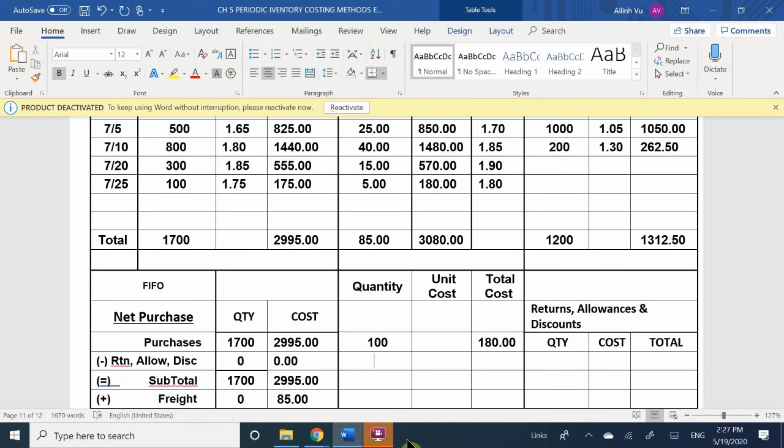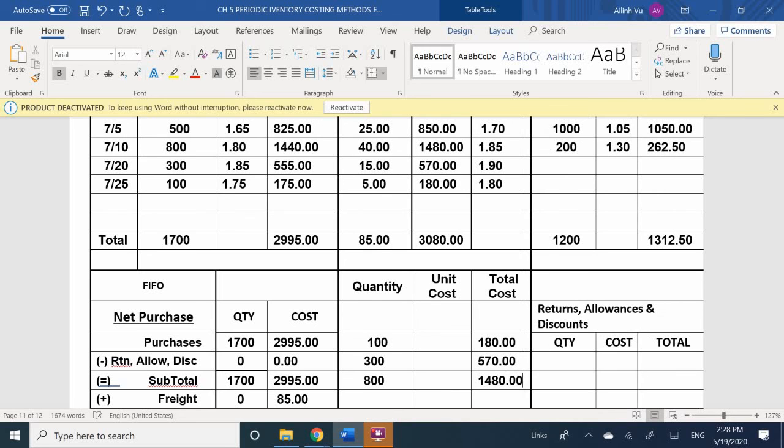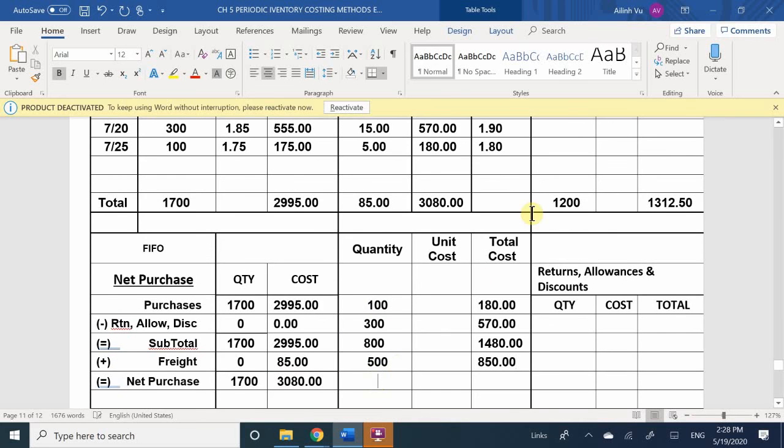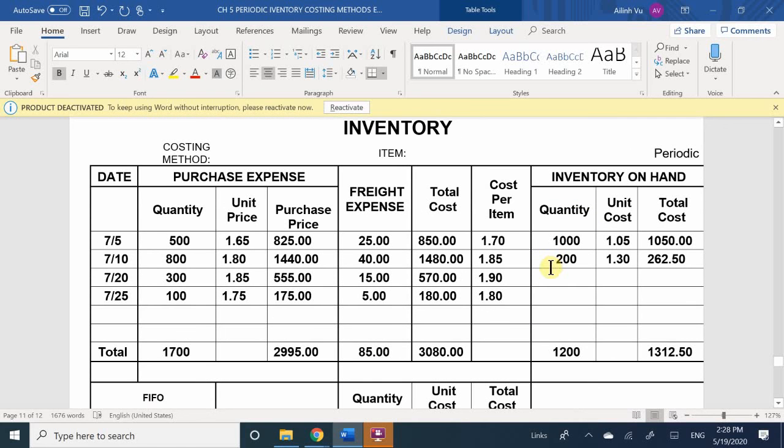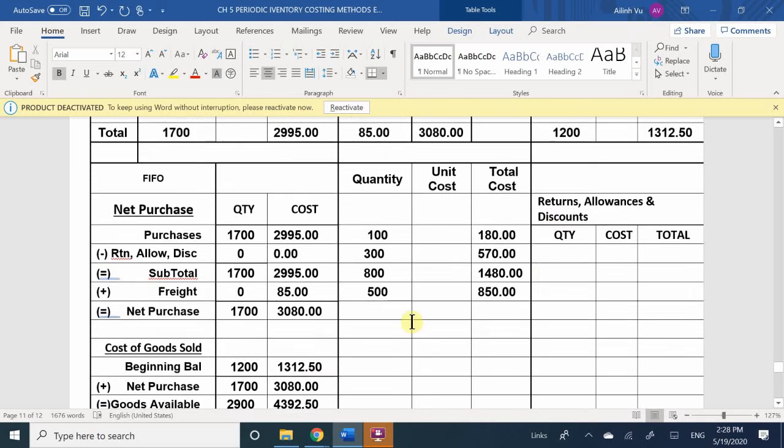What else? Then the next batch is 300 in quantity. Total cost 570. Then the next batch is 800. You were starting from bottom to the top. Total cost 1480. What else? Then we had to take the whole next batch of 500. That cost $850. And then now we gotta dip into our old inventory, which gave us 200 in quantity.